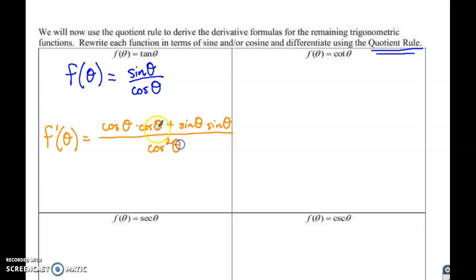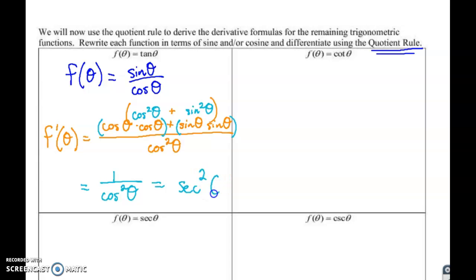Well, as you look at your numerator, I'm just going to write it right above it, that cosine times cosine is cosine squared. And sine times sine is sine squared. Well, as you look at that, this is a special trig identity. Sine squared plus cosine squared always, always, always equals 1. So we're left with 1 over cosine squared. So what I'm telling you, and you'll probably memorize this because you'll see this often enough, is that the derivative of tangent is secant squared.